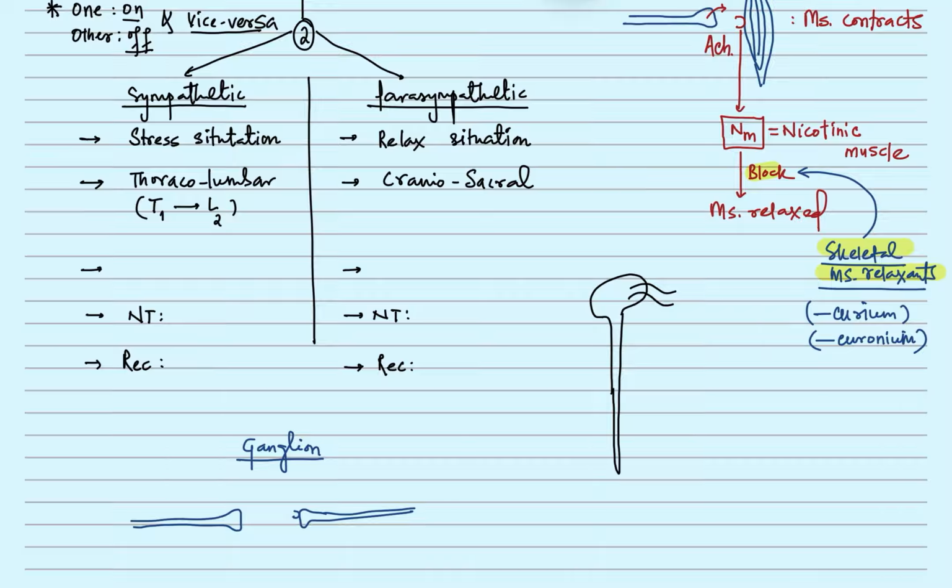Then cervical, thoracic, lumbar and sacral. Okay, these are cranial nerves, cervical, thoracic, lumbar, sacral.